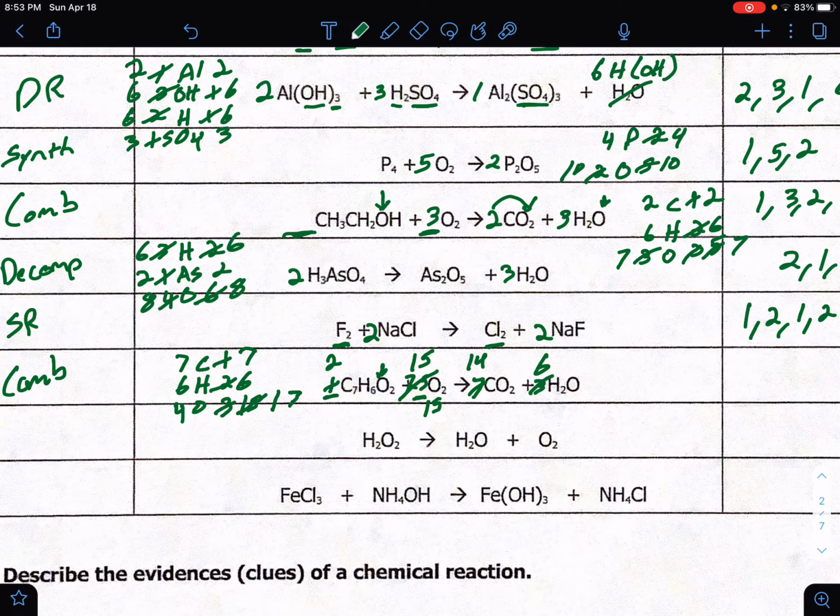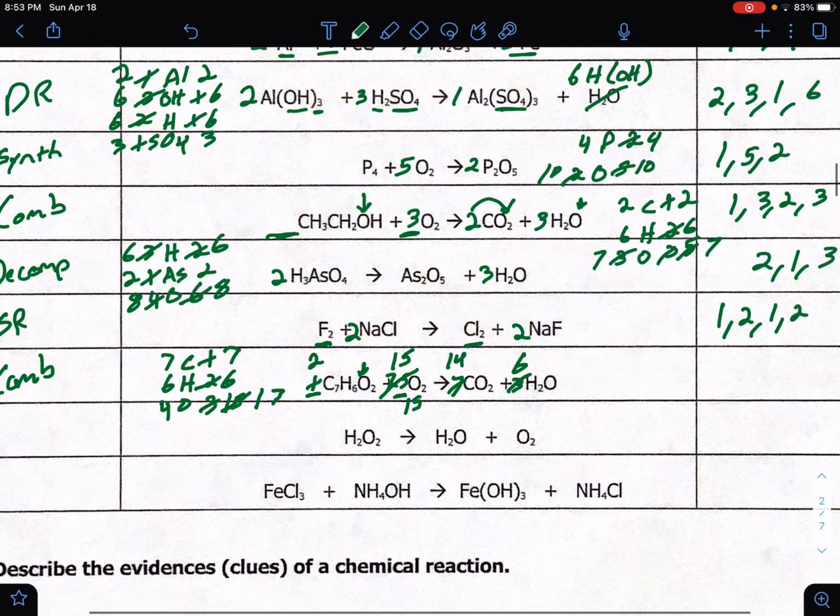I'm not going to go through and count all those, but if you don't believe me, just pause it and check it. But there's that little trick. If you get stuck, just do the decimal and then double everything. So this would be a 2, 15, 14, and 6.